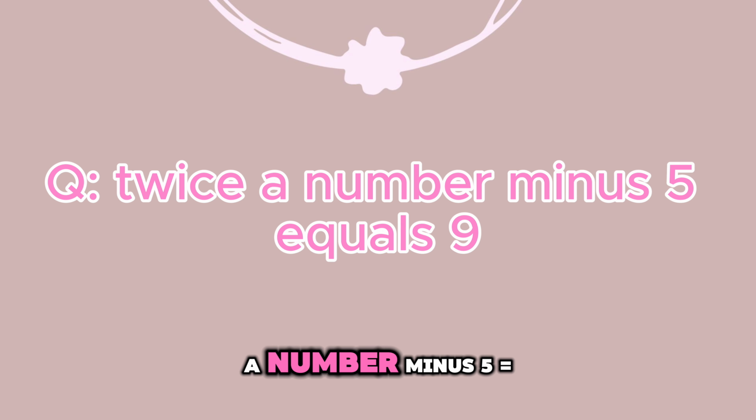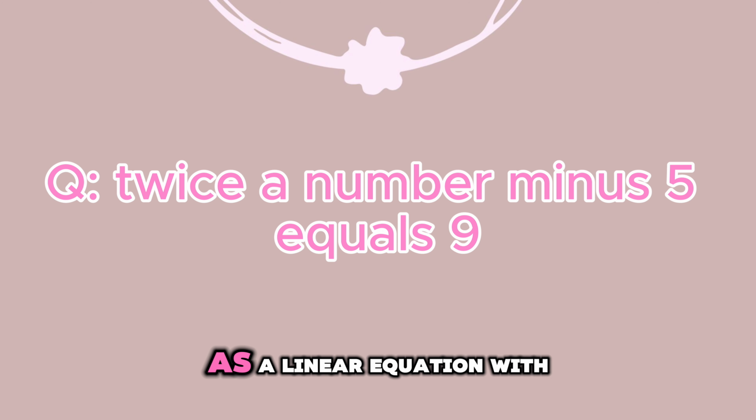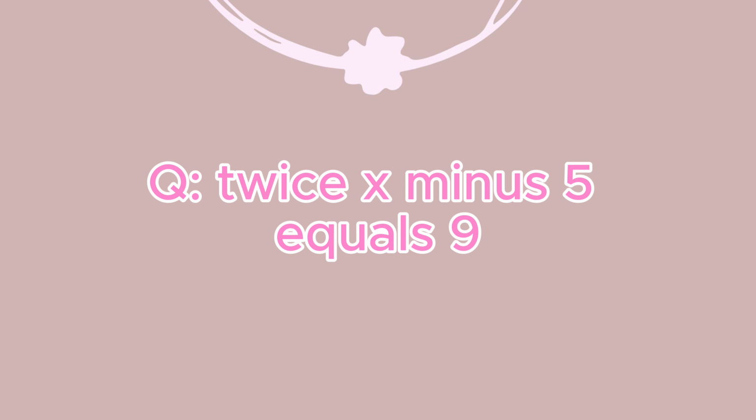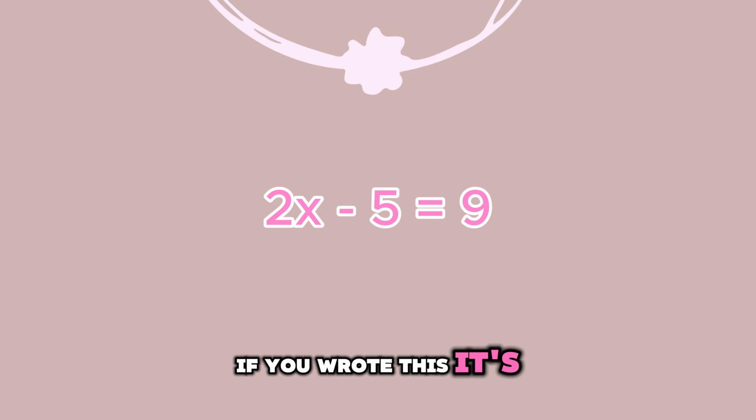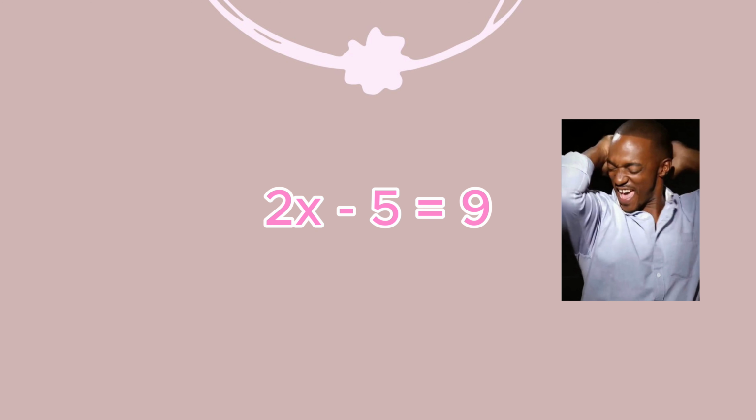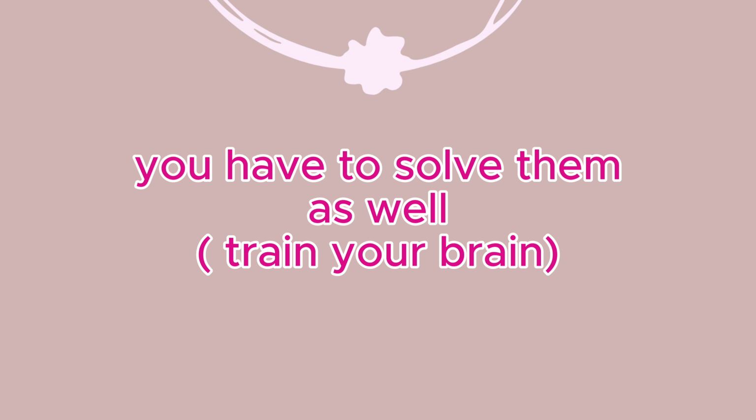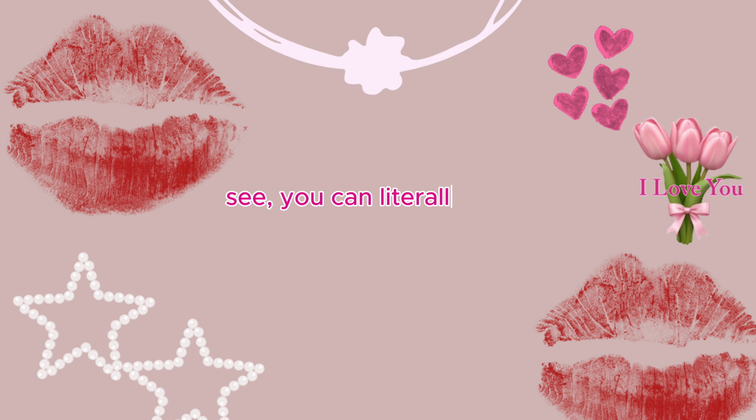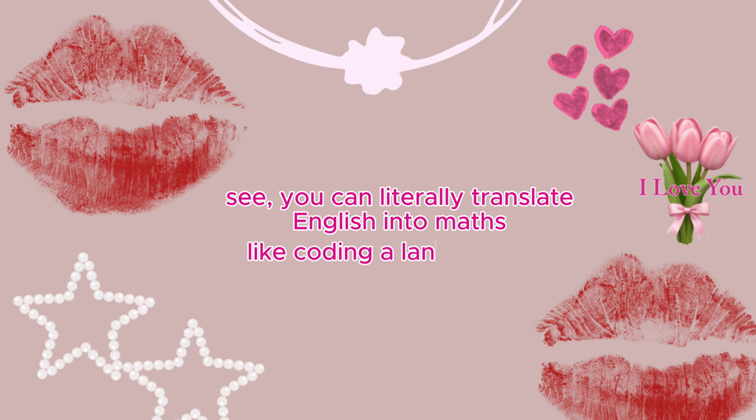Twice a number minus 5 equals 9. How would you write that as a linear equation with the variable x? If you wrote this, it's correct. Yay! And you have to solve it as well. I will leave it to you, and comment down below what answer you got. So see, you can literally translate English into math, like decoding a secret language.